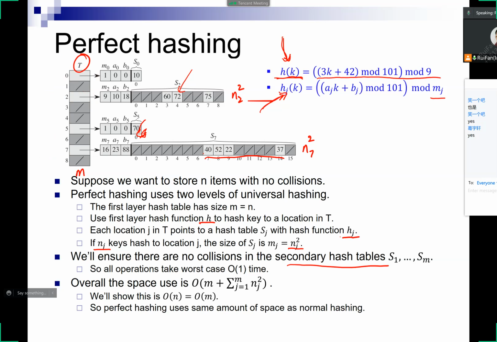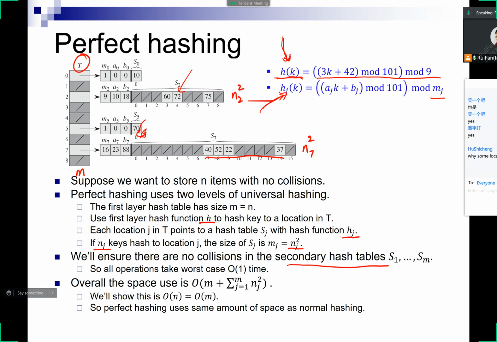Because if altogether you take a huge amount of space, then it's easy to ensure that you don't have any collisions, right? If I try to insert 10 keys and I use a hash table of size 1,000,000, then it's very easy to ensure that there are no collisions. So we have to make sure that our total space usage is not too large.